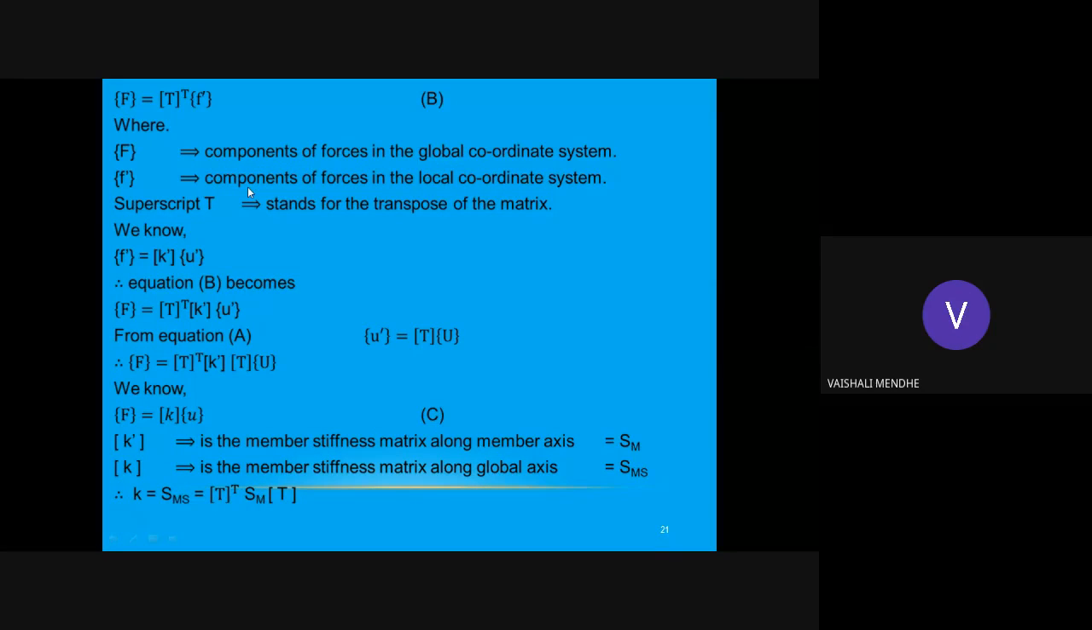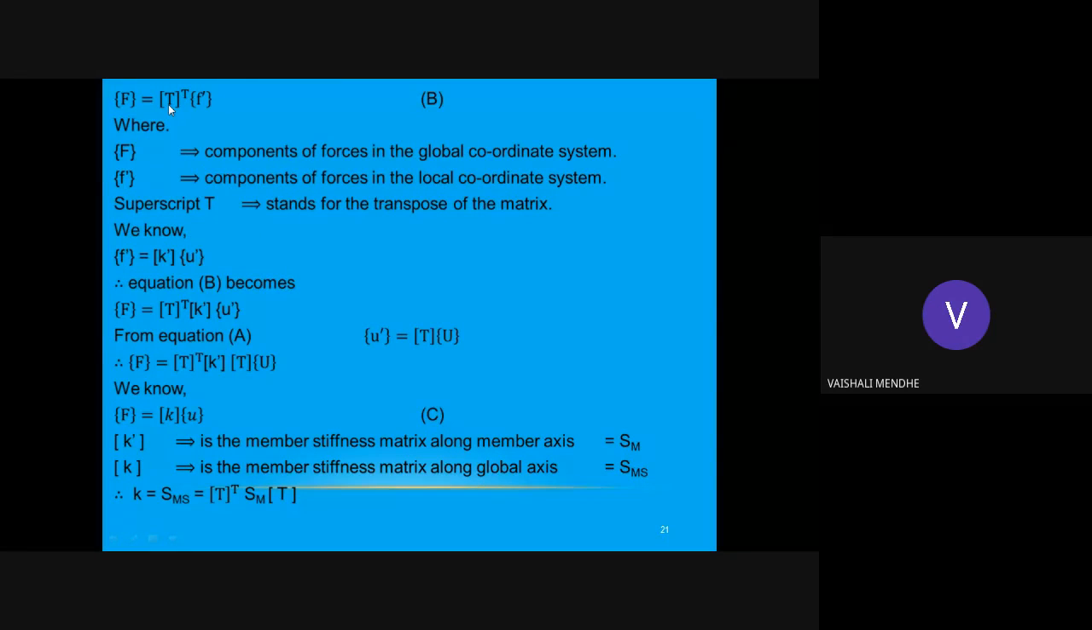Small f dash is the component of force in the local coordinate system. And what is this superscript T? Superscript T, which you see in equation B here, stands for the transpose of the matrix. We have got T transpose.